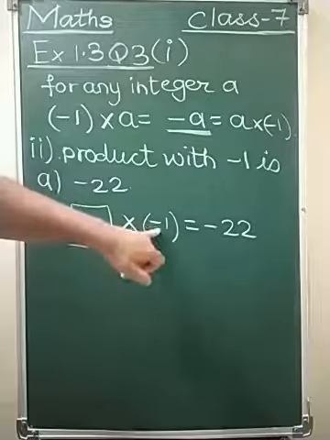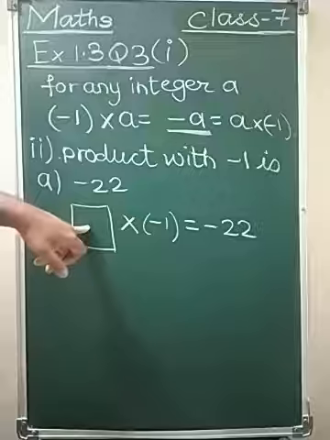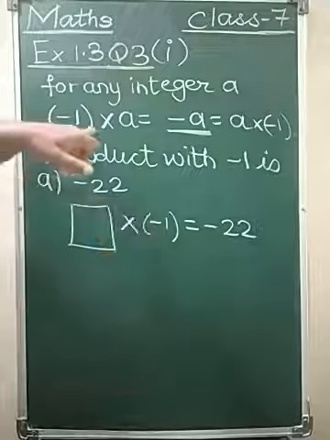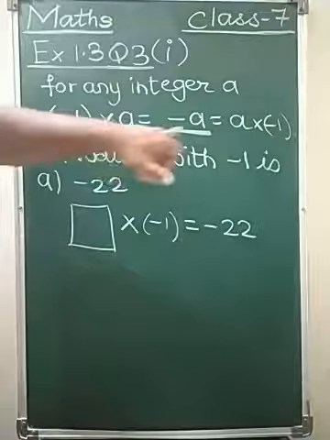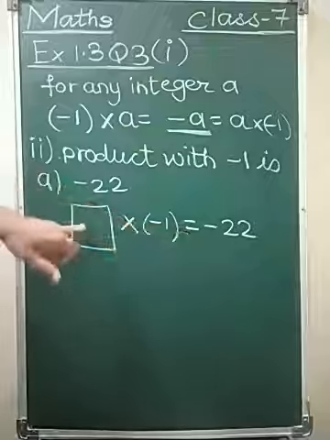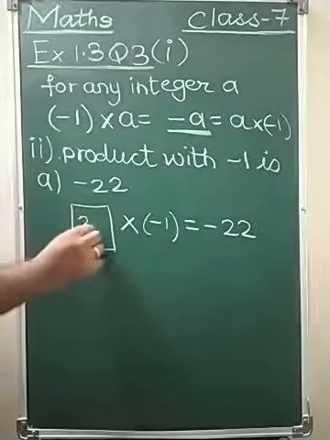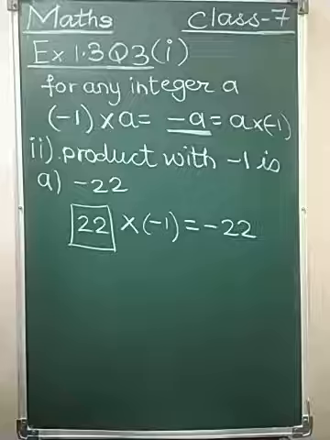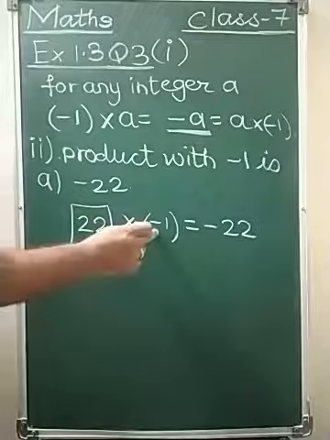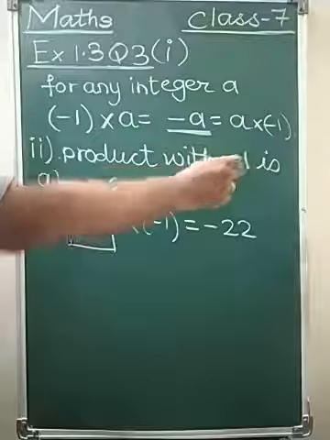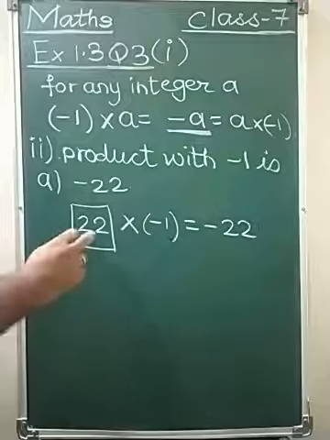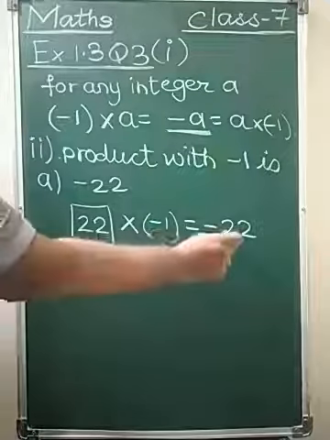Already the negative sign is there, so here there should be a positive integer. Here minus 1 into a gives the same integer, so here we have 22, so here should also be 22. Only the sign we have to keep in mind. Already minus 1 is there, so minus 1 is constant, it will always be constant. We will just have to check this number and the answer.